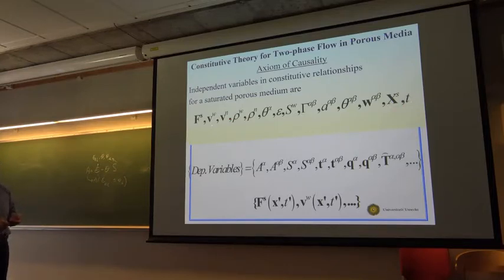And then the axiom of determinism says that all the other thermodynamic quantities like energies, entropies, stress tensors, heat vectors, exchange of forces, exchange of mass, exchange of energy, they are functions of these, of all points of space, all past times. Now, this is the most general constitutive equation you can write.